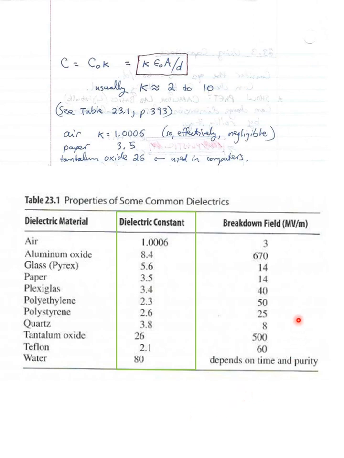The third column in this table, the breakdown field, megavolts per meter, we'll get to that. Notice also the dielectric constant doesn't have any units to it. It's just a unitless factor that's multiplied by the capacitance.